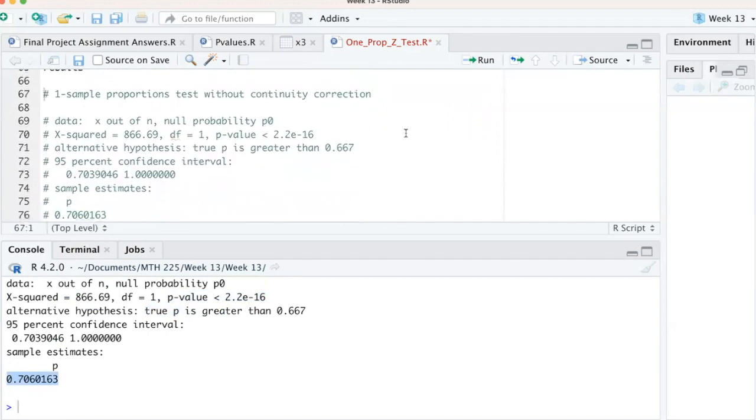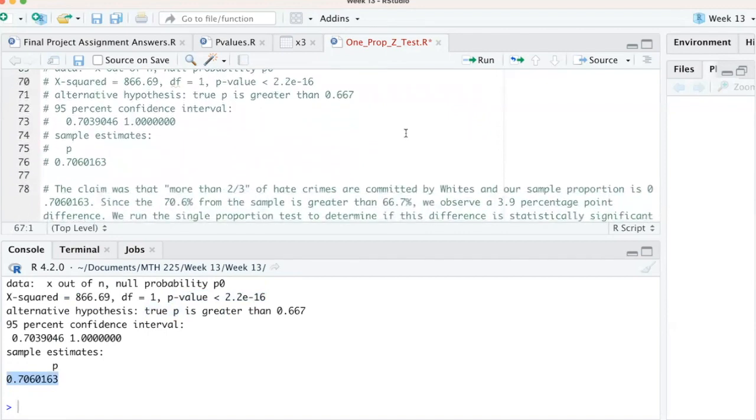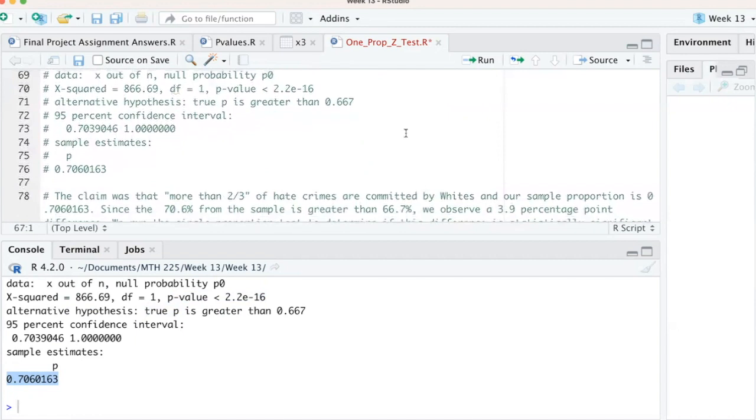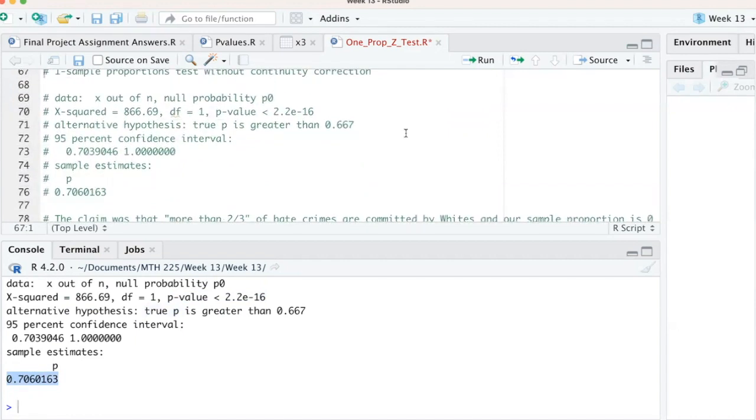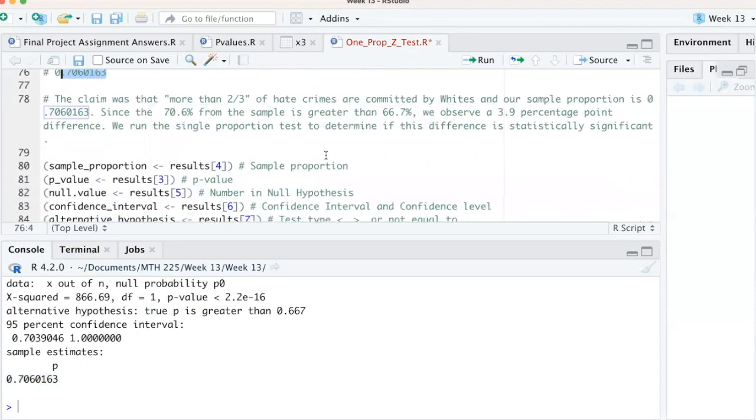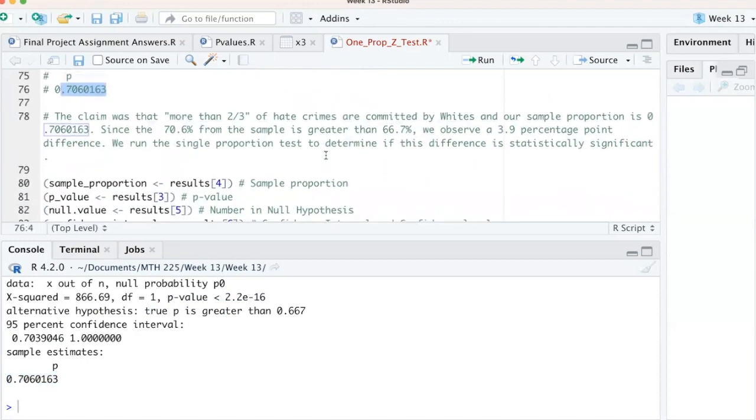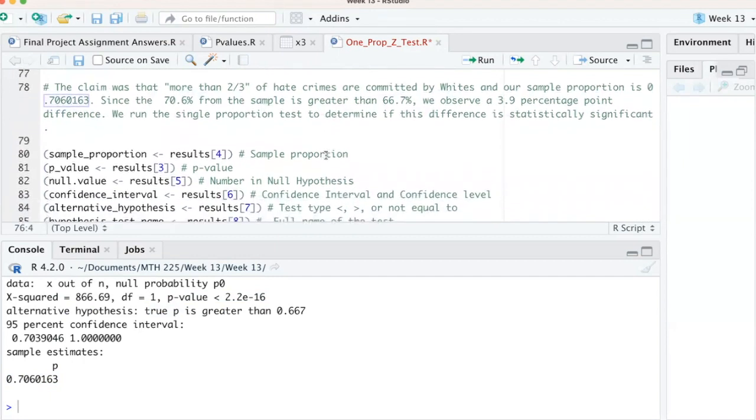So we have 2/3, 66.7%, is what was in the null hypothesis, and the claim was that the percentage of hate crimes that are committed by whites is more than 2/3, more than 66.7%. And we did indeed find that it was larger than 66.7%. It was 70.6%. So we see a difference there of about 3.9 percentage points. And because the sample size is so large, that 3.9 percentage point difference is what we call statistically significant. The p-value is less than 0.05, and we rejected the null hypothesis.